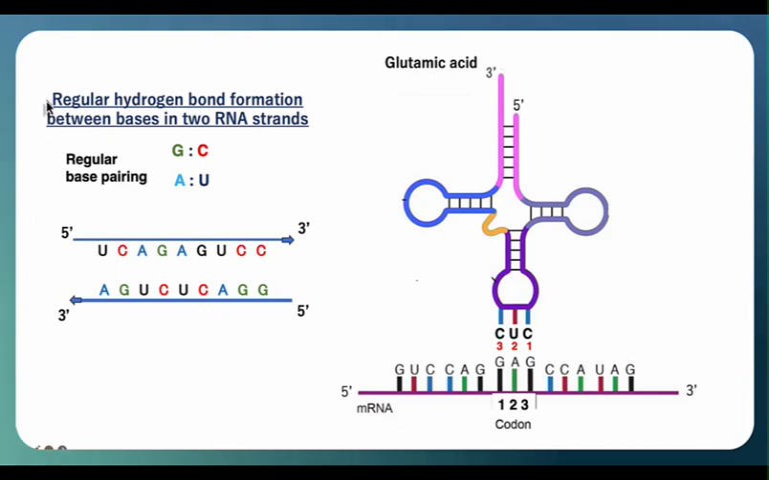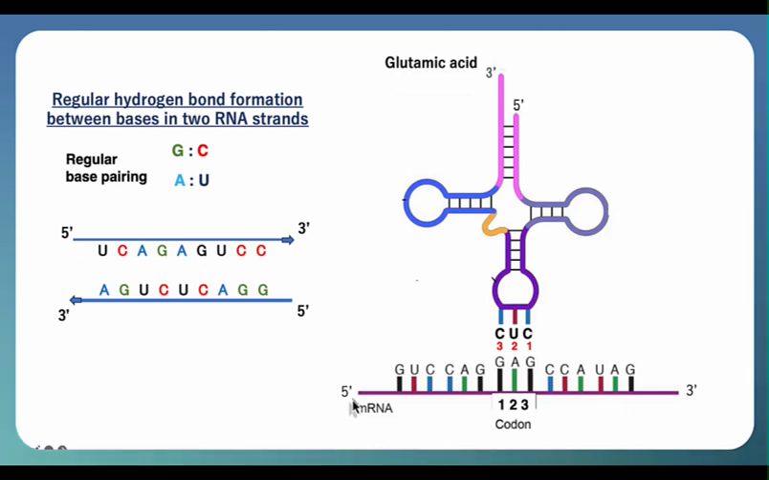First, let us discuss the usual hydrogen bonding between RNA strands. 2 RNA strands facing in opposite directions can form hydrogen bonds between bases. G can form a stable hydrogen bond with C, while A can form a stable hydrogen bond with U. This is the regular hydrogen bond formation rule.